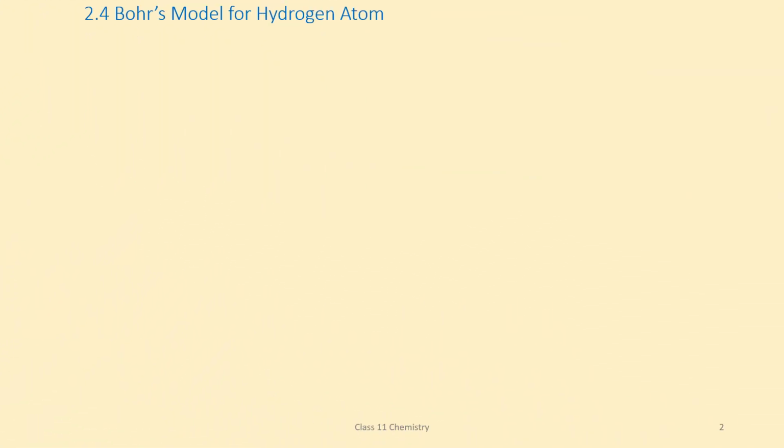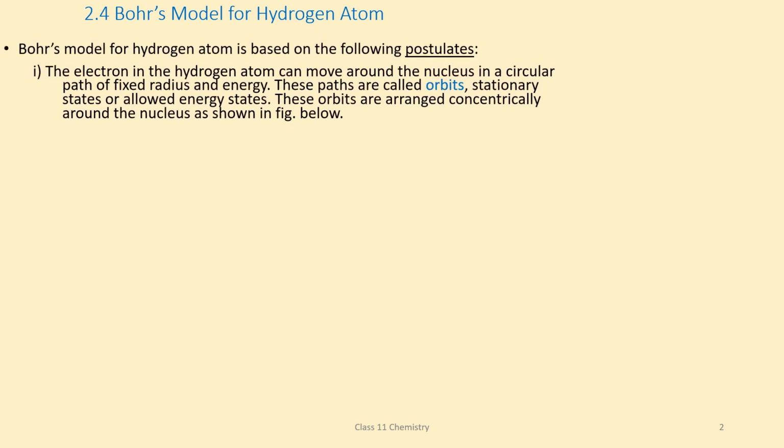Bohr's model for hydrogen atom. Neil Bohr in the year 1913 was the first to explain quantitatively the general features of the structure of the hydrogen atom and its spectrum. He used Planck's concept of quantization of energy. Bohr's model for hydrogen atom is based on the following postulates.